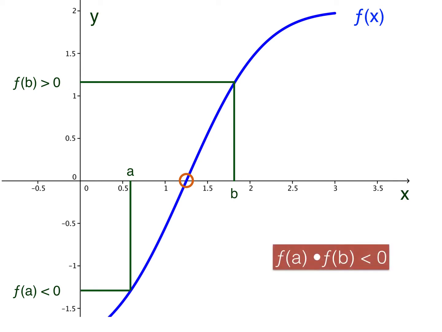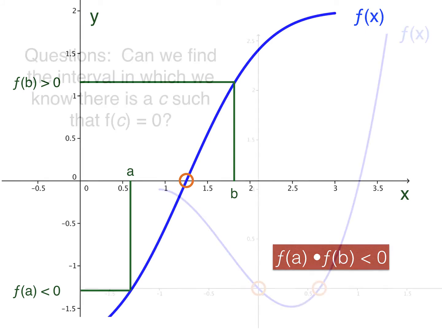One easy check to be certain that you found an interval that has a 0 inside of it is to just check and see if f of a times f of b is less than 0. And again, from our example here, you see that since f of a is less than 0 and f of b is greater than 0, their product is certainly less than 0. All right, now let's apply this to a real example.